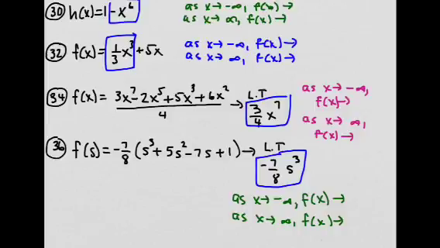So, for 30, negative x to the 6th is my leading term, so the power, the degree is even, and the leading coefficient is negative. So I know that the end behavior is going to go down, down. So as x goes to negative infinity, f of x goes to negative infinity, and so does the other side. For number 32, the leading term is 1/3 x cubed. The n is odd, and the leading coefficient is positive.